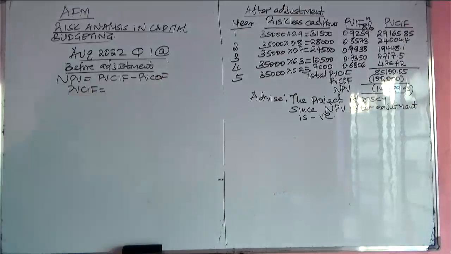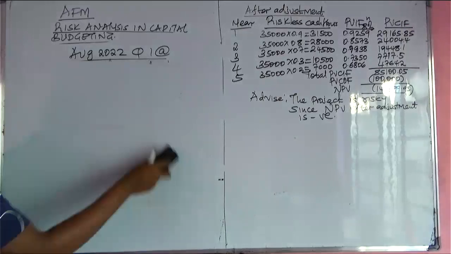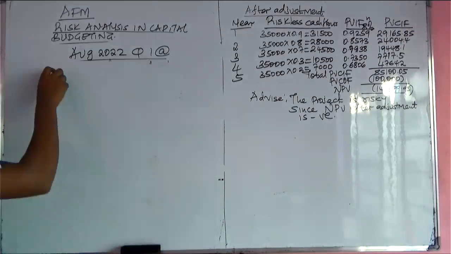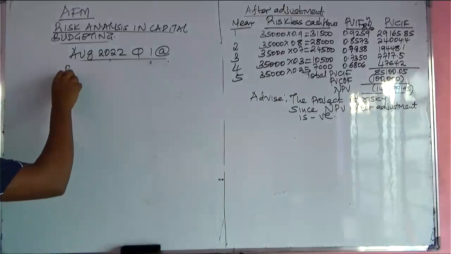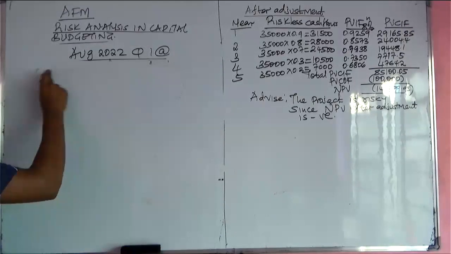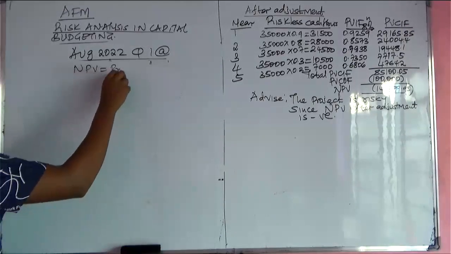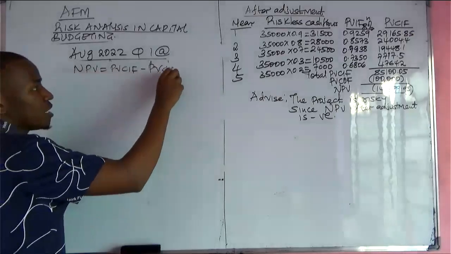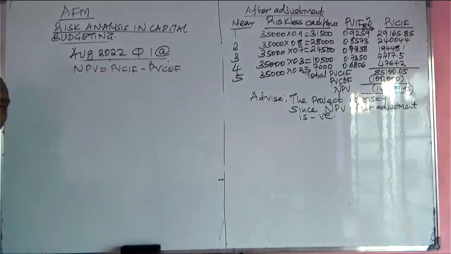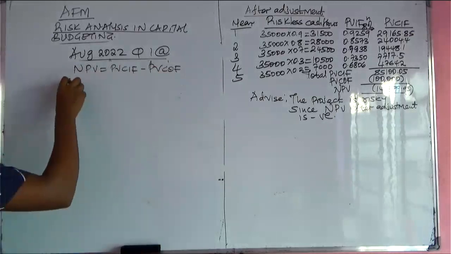So our present value cash inflow will be given by what? But here we have not been given the cost of capital, so there is no need of looking for that. Since we don't have that, let's just adjust the cash flows. To get the NPV, we know it is the present value cash inflow minus the present value cash outflow. Now, when you are using the certainty equivalent coefficient, it is for the riskless cash flows, what you are very certain. And in our case, we are certain that the amount is how much?